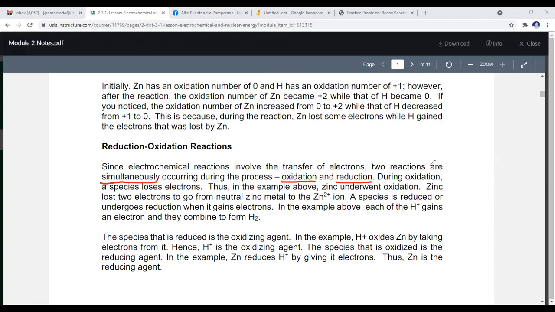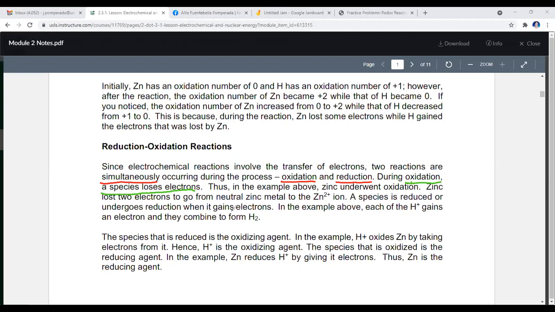Now take note of this. During oxidation, a species loses electrons. In our example, it is zinc that is losing electrons. So we say that zinc is being oxidized. Thus, in the example above, zinc underwent oxidation. Zinc lost 2 electrons to go from neutral zinc to the zinc 2+ ion. A species is reduced or undergoes reduction when it gains electrons. So take note, in oxidation, a species loses electrons, and zinc was the one that is being oxidized.